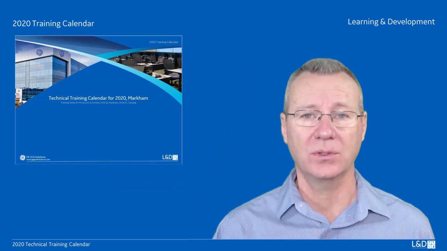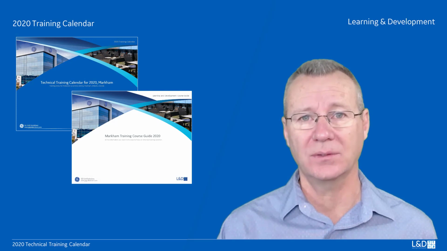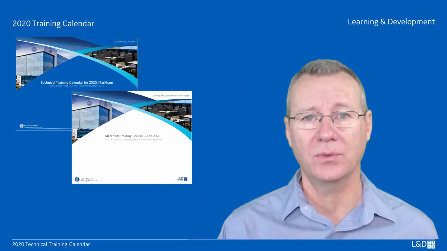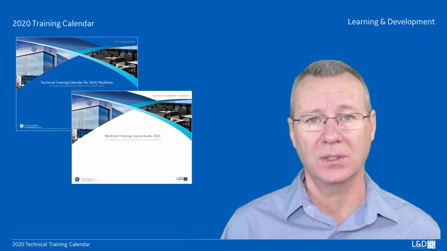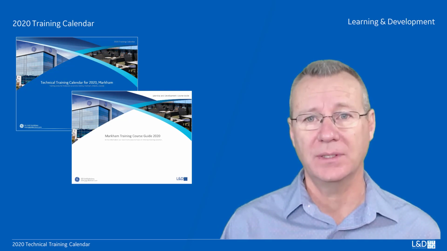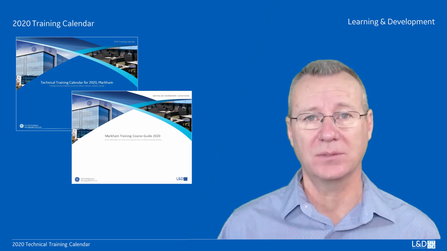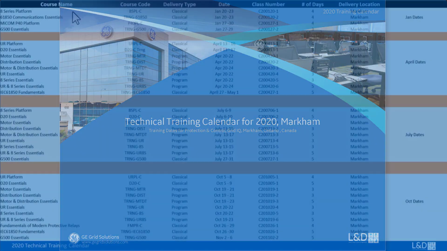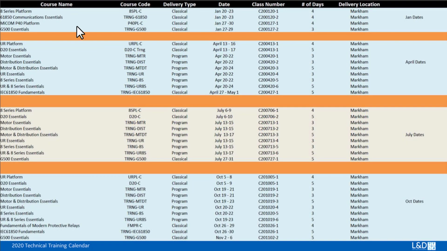We're also going to take a look at the companion guide that goes with the calendar. Then we're going to jump over to the online store just briefly and walk you through how to book a course on the online store to make your experience as effortless as possible. Let's take a look. The 2020 calendar shows all of our offerings for the 2020 calendar year down the left-hand side here.